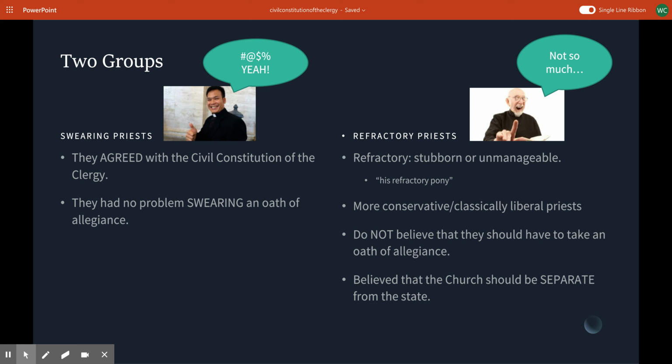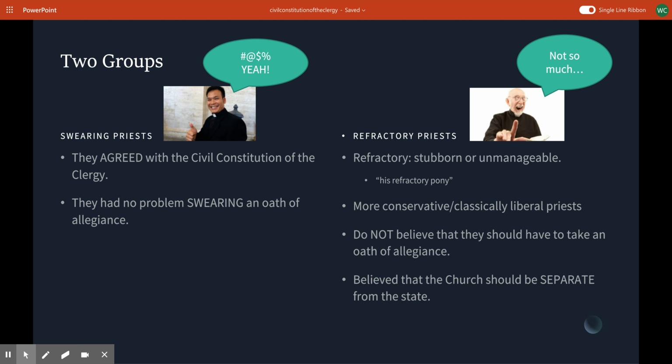Now, refractory is a word that means stubborn or unmanageable. That's what that word means. So the Google definition mentioned something when I looked it up. Mentioned someone's refractory pony. Okay, so if a pony is not behaving himself or herself, that pony is called refractory.